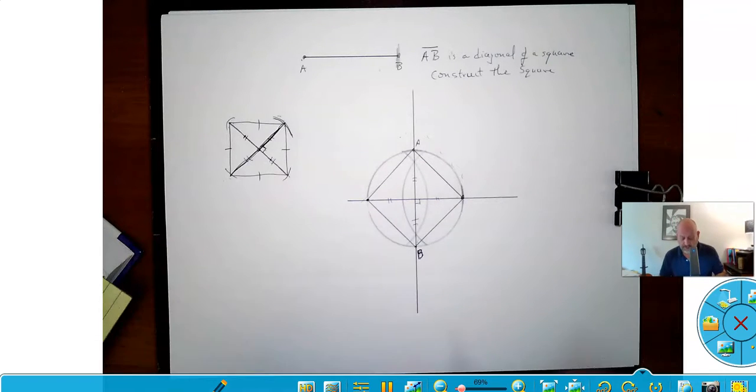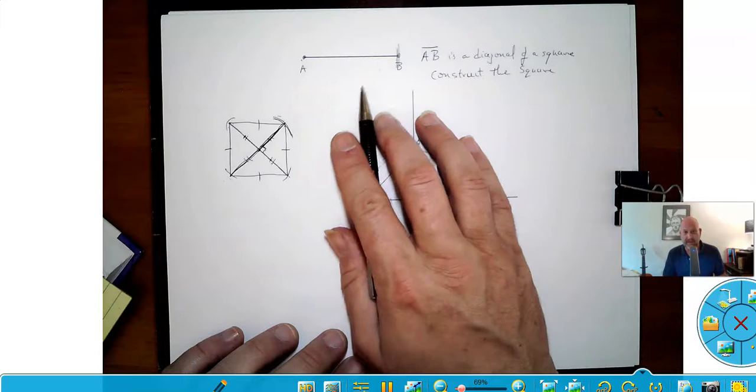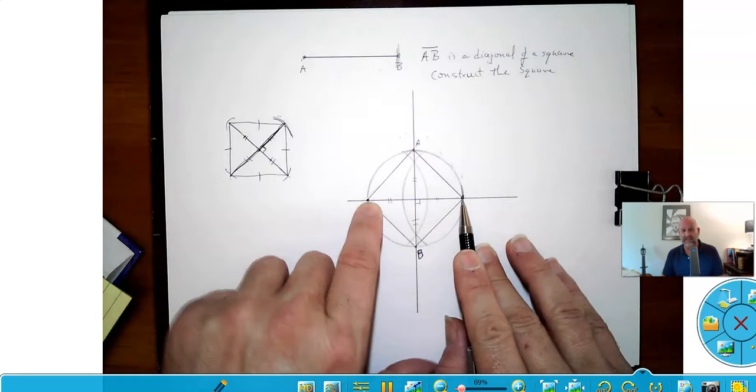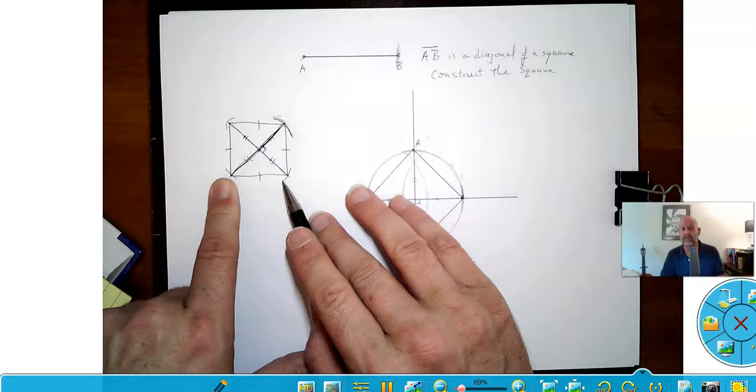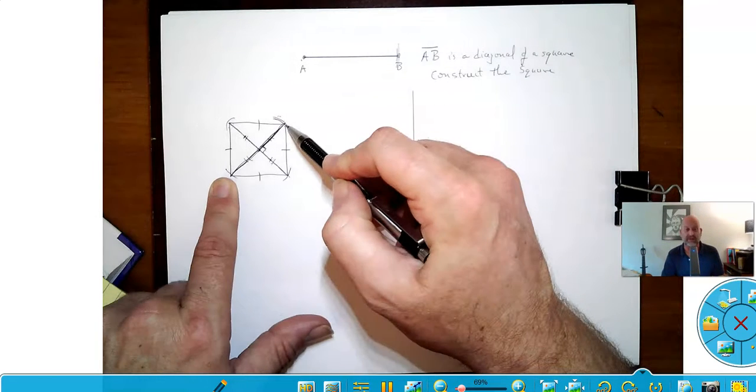So let's just review the steps that we took again. I started out by copying segment AB, right? And I looked at it and I said, okay, so that's a diagonal. So I drew a picture, just to play around with it. And I just wanted to see what the properties of the diagonals are.